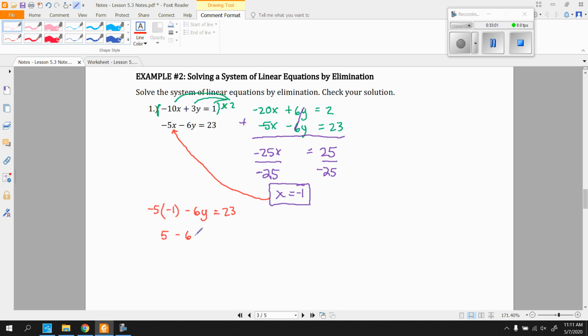Don't shortcut these steps here. 5 minus 6y equals 23. Minus 5 on both sides. Let's draw a big equal. So just watch. Be careful. Negative 6y, that negative's got to trickle down with it, equals 18. Divide by negative 6. Divide by negative 6. To get y equals negative 3.